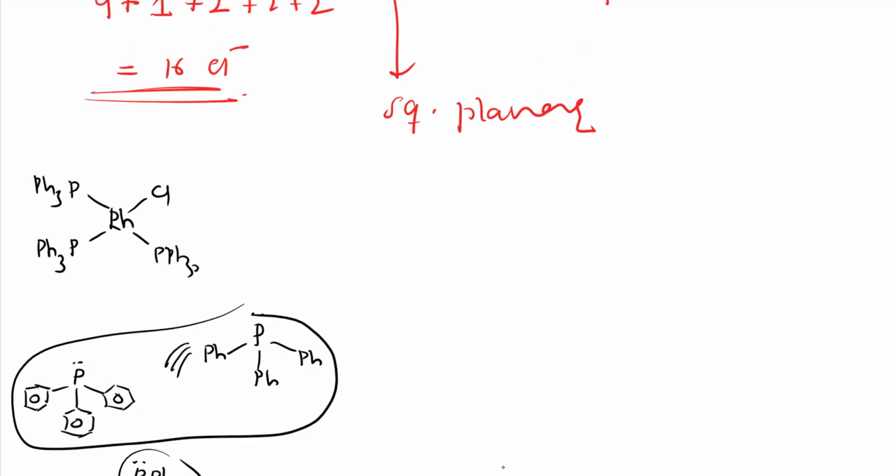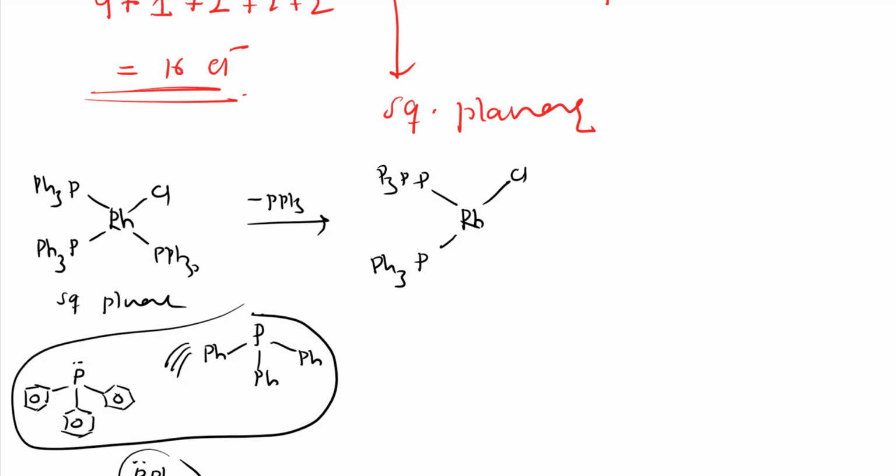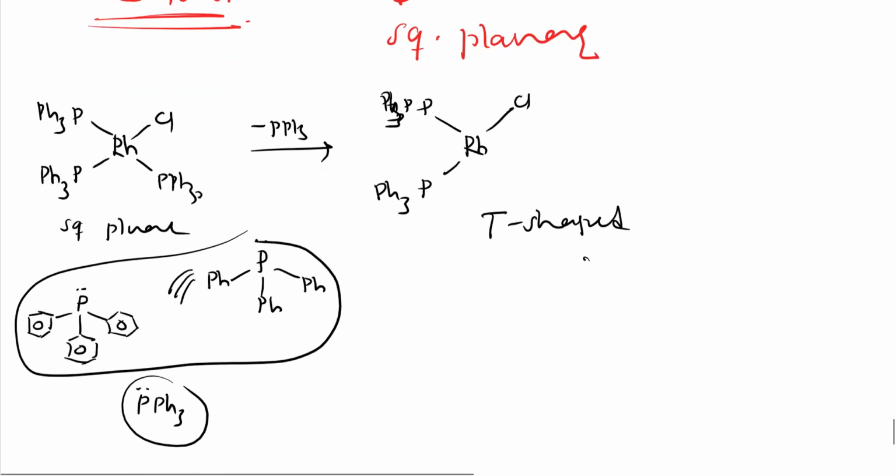So this has square planar geometry. If I remove one PPh3, it will have a T-shaped structure: rhodium, PPh3, and here also PPh3. So it will have T-shaped geometry if I remove one PPh3. This you should know, it is simply T-shaped.